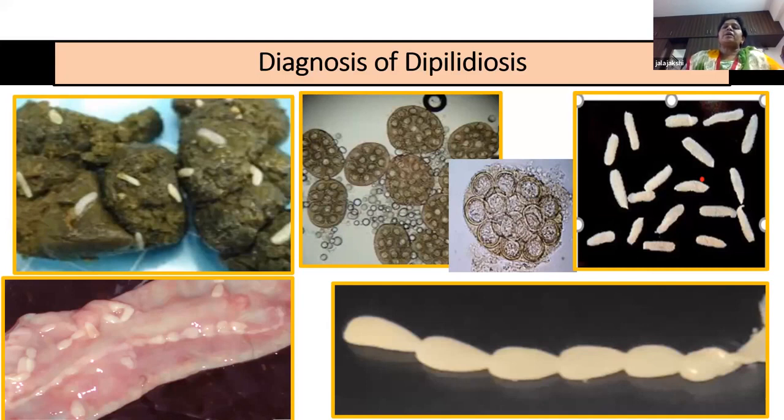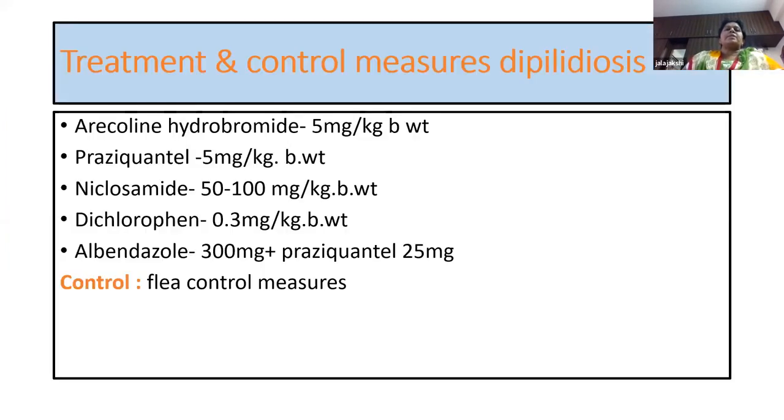In the second picture, you can observe the egg packets of Dipylidium caninum in the fecal examination. This is the egg packets showing many eggs. And in the third picture, you can observe the presence of adult Dipylidium caninum under the mucosa of the intestine during post-mortem examination.